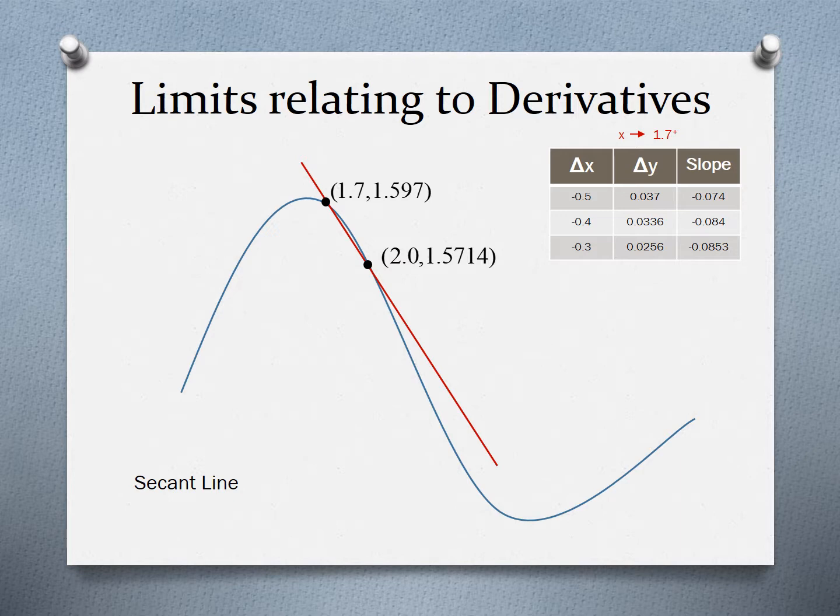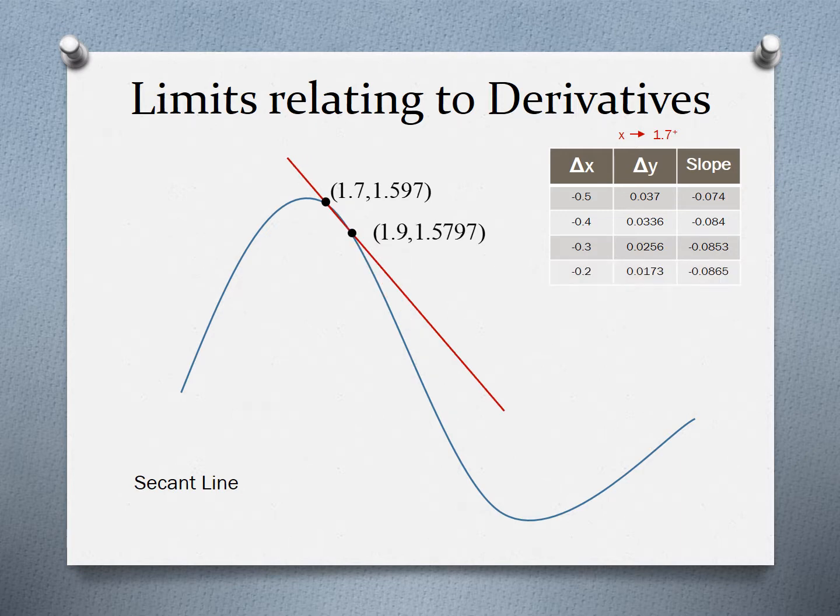And if I shift even a little bit further, notice what's happening. I'm getting closer and closer and closer. Now my slopes aren't really changing that much. The change is starting to level out, and I can continue to get closer and closer and closer to my original point.